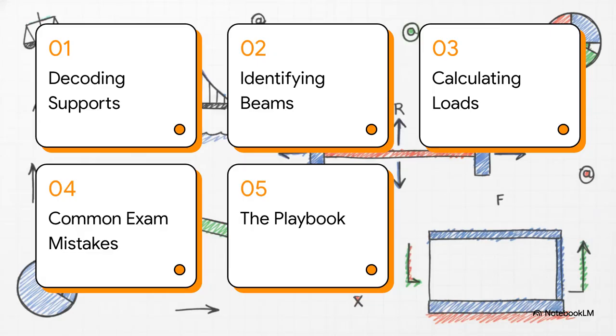So here is our ultimate revision roadmap for today. 1. Decoding support types. 2. Identifying beams. 3. Calculating loads. 4. Common exam mistakes. And 5. The problem-solving playbook. Let's get right into it.